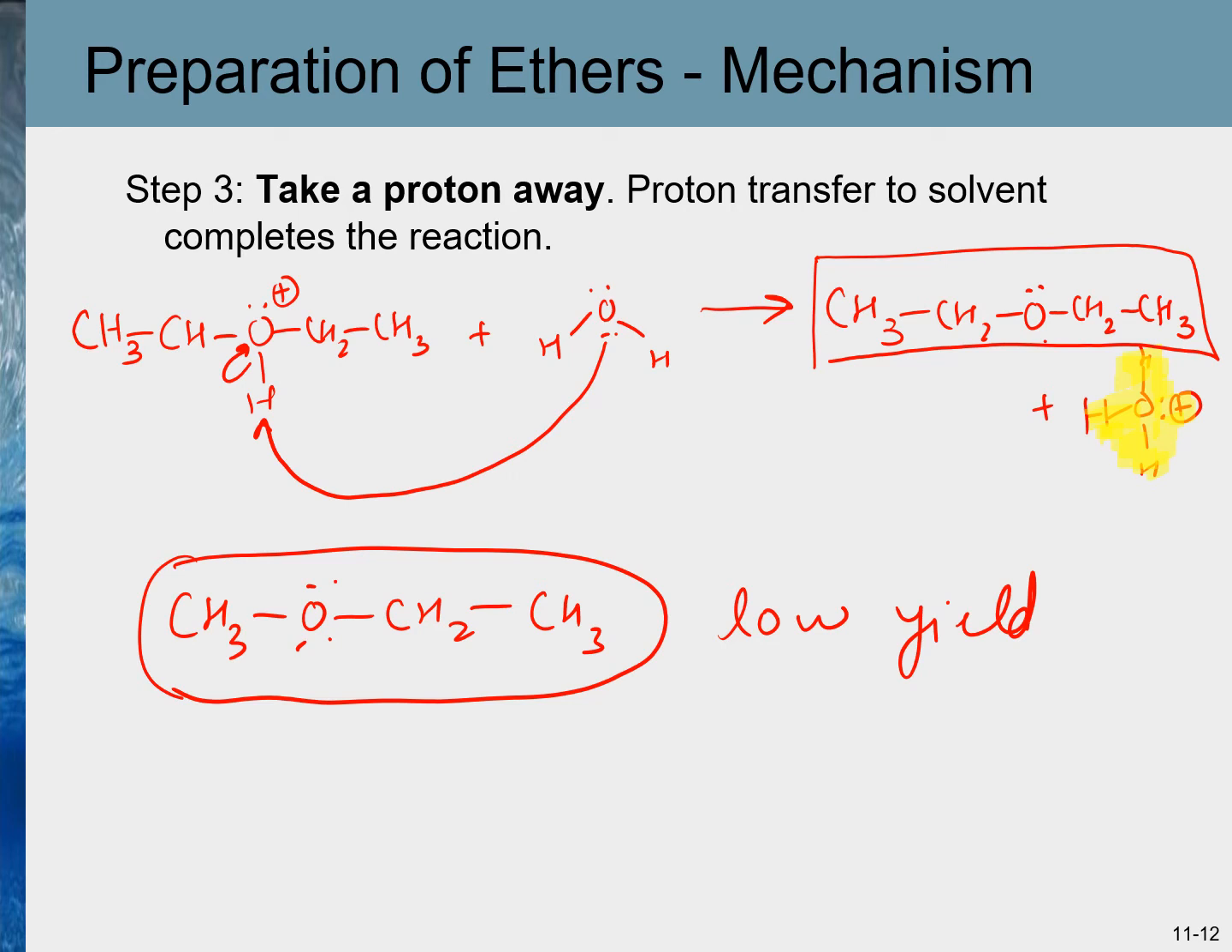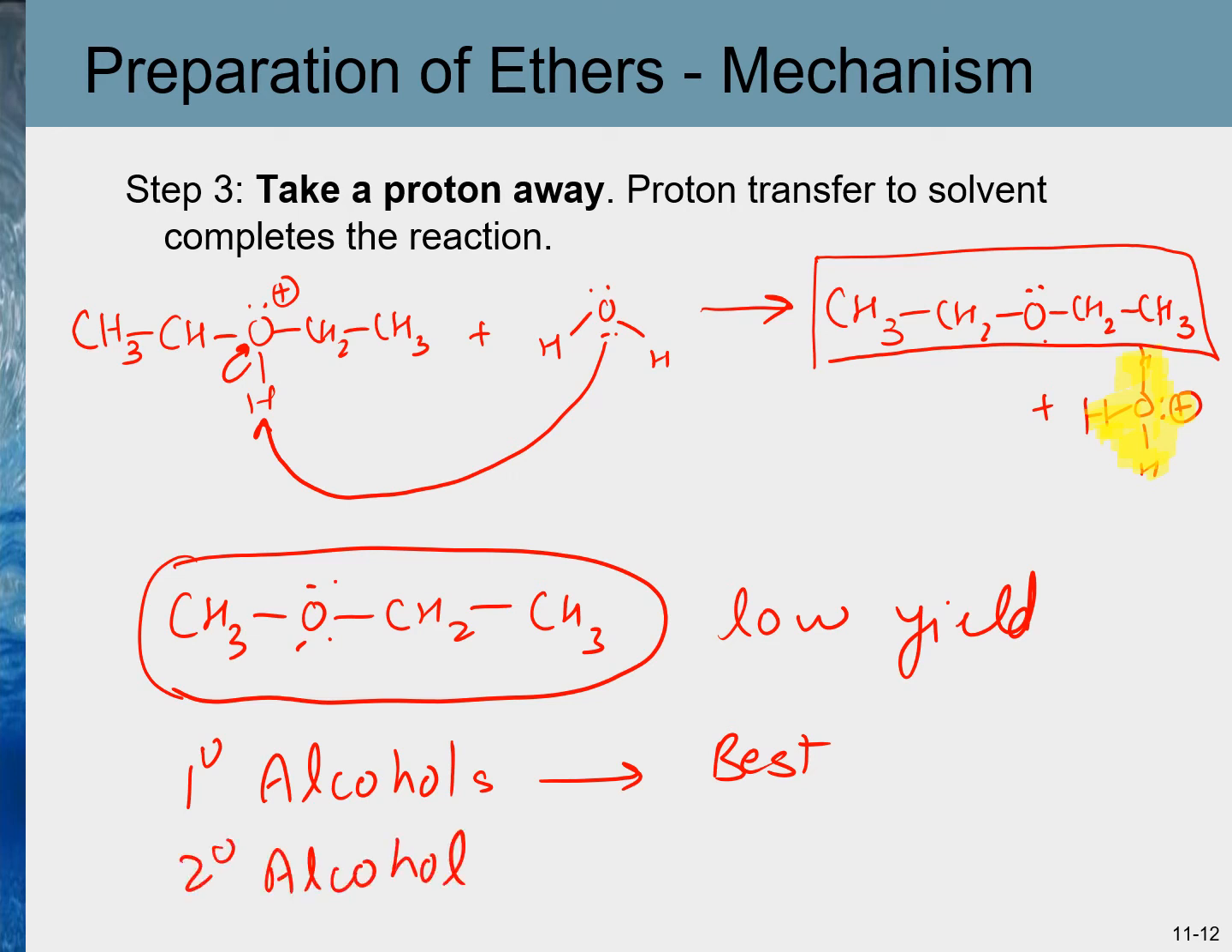And this reaction works the best only for primary alcohols. For secondary, the yields are low. The reason is the competing elimination reactions, which were discussed in the previous case also. And tertiary alcohols do not work in this reaction.